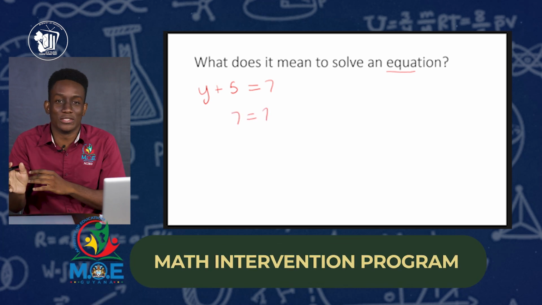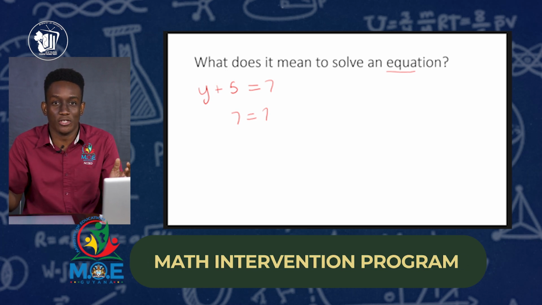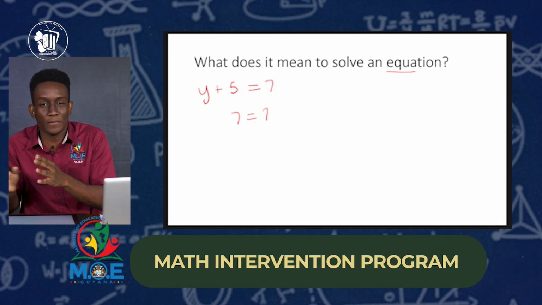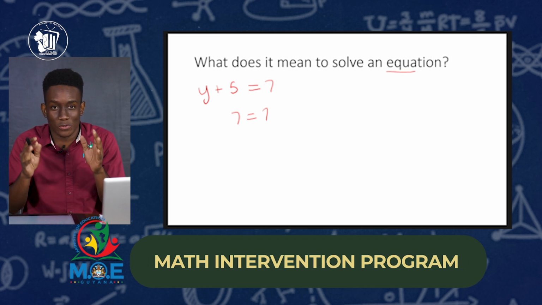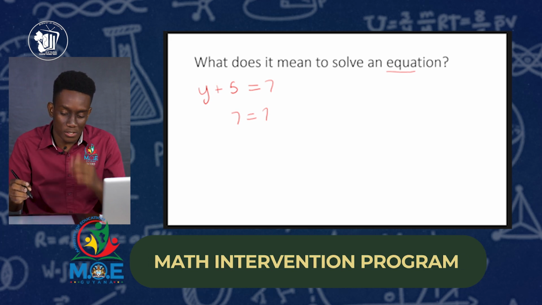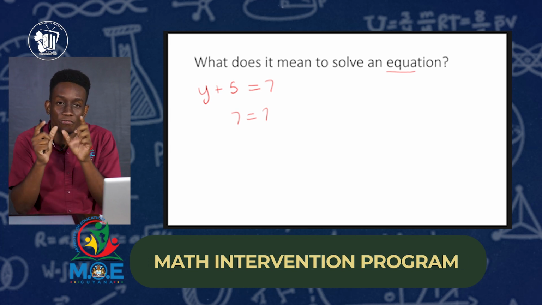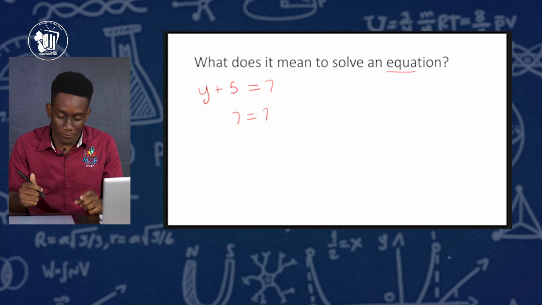We can't have 8 is equal to 7 because 8 is not equal to 7. So when you find the value for this unknown and you work it out, you should have one side of the equation equal to the other side. That is what the equal sign is saying. So when we talk about solving, we're finding that unknown value. So let's look at some examples.